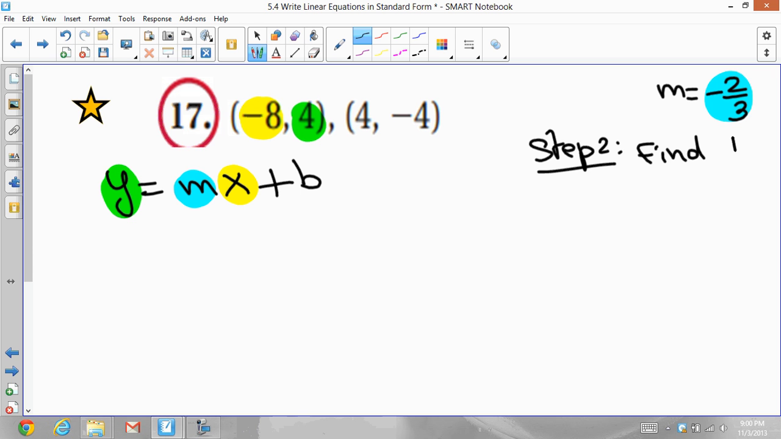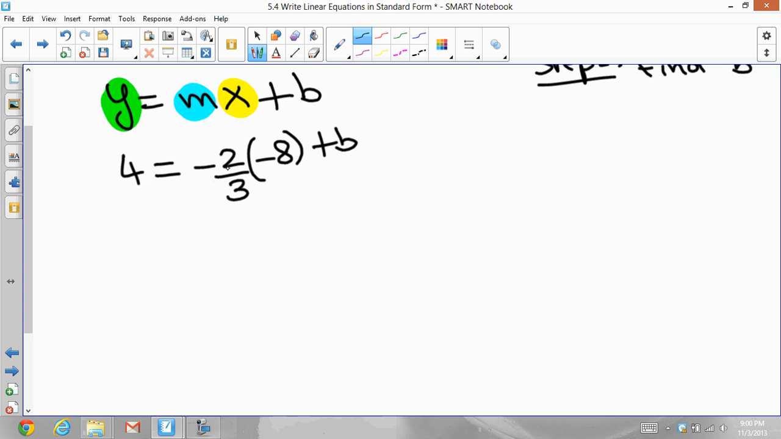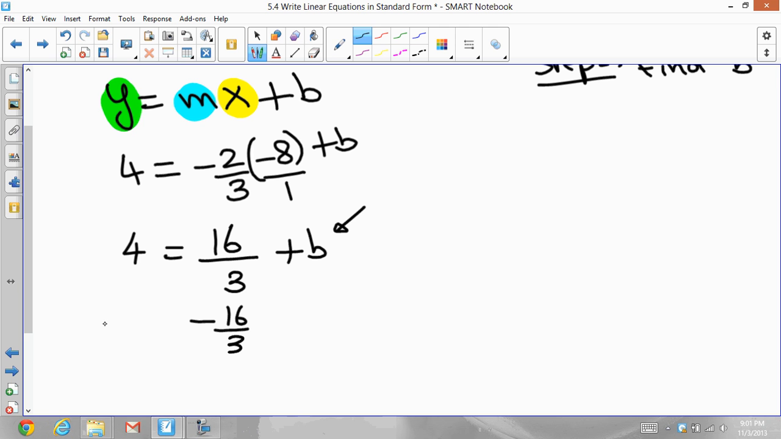Find b. So I'm going to replace y by 4, match the colors, slope by negative 2 over 3, x by negative 8, plus b. That is a fraction, so I'm going to stick a 1 over here. It's just going to give you 4 is equal to negative 2 times negative 8, which gives you positive 16, over 3 times 1, which is 3, plus b. Once you get this, you need to find what b is. So I'm going to go minus 16 over 3 over here and negative 16 over 3 over here.